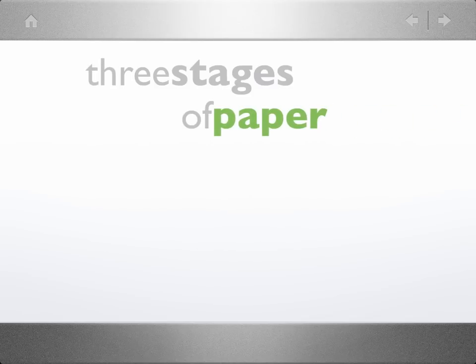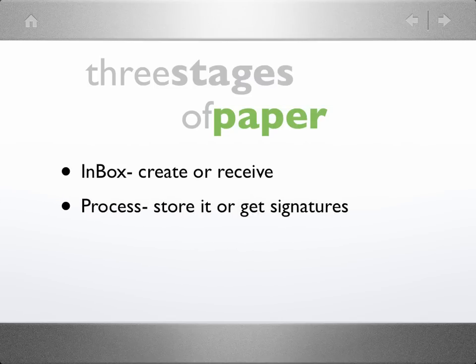So I think there are three stages of dealing with paper. The first stage is kind of obvious. It's the inbox, where you either create a piece of paper or you receive it. Then there is processing it, where you need to store it properly or get signatures. And then the last part is the outbox, where you distribute things to the people that need them. So let's talk about the inbox first.